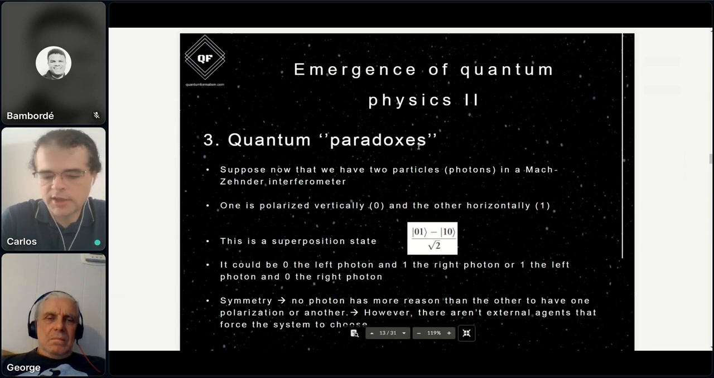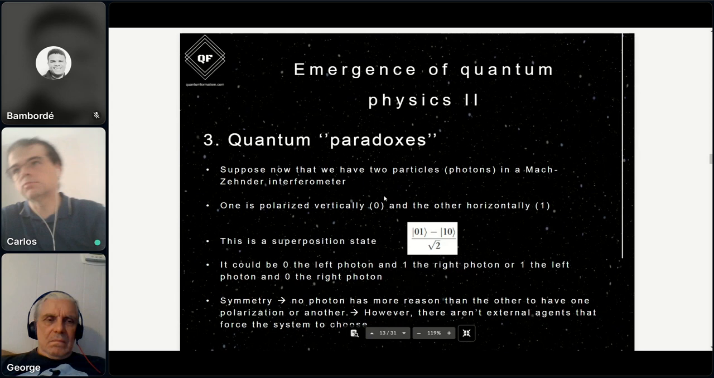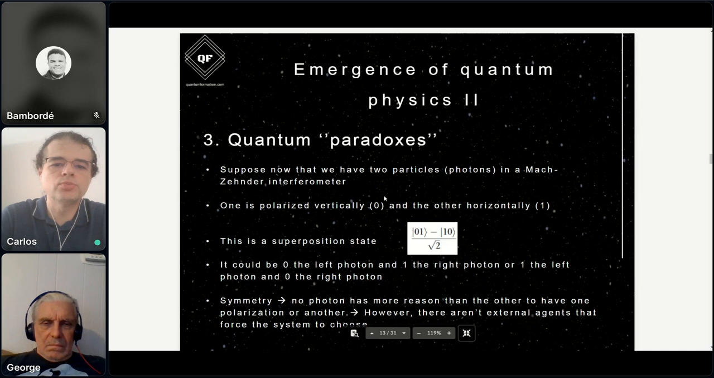That okay, in the Mach-Zehnder interferometer, we will always consider one photon at once. I mean, we send one photon, and then the second, the third, and so on. And suppose that we have two particles, not one photon, but two photons, like another photon experiment.